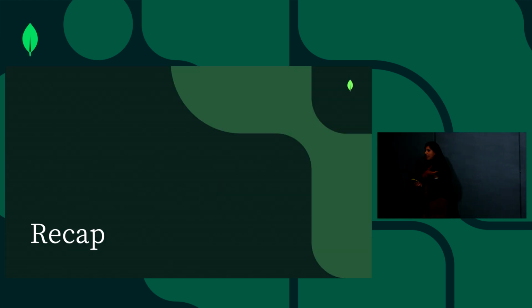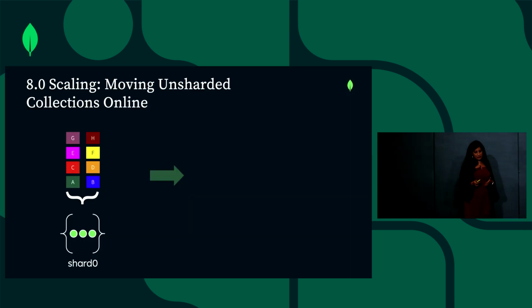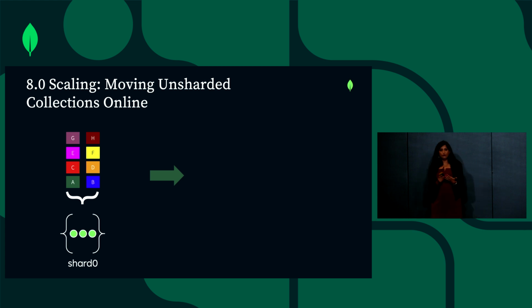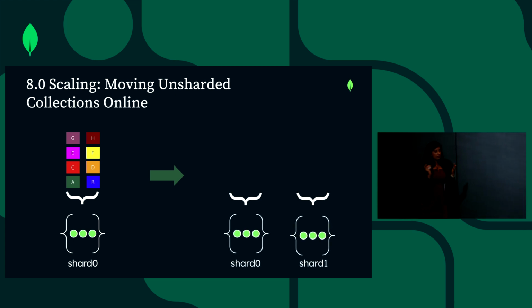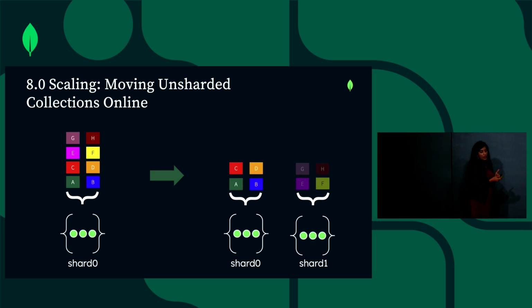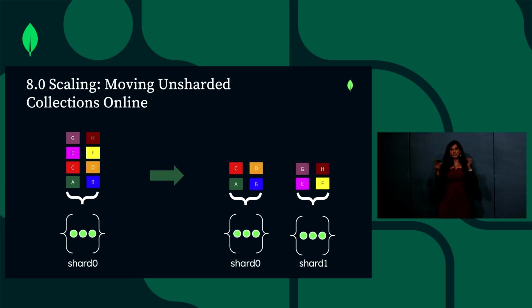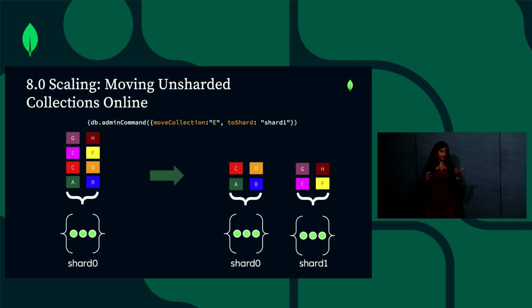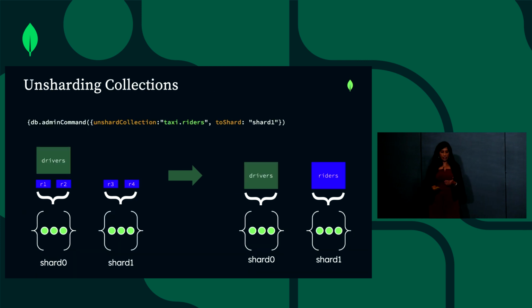So recapping, what have we learned in this presentation about what's coming up and what we've been up to in this last year? You can now move unsharded collections to a shard of your choice. You can, like I said here, move E, F, G, and H individually to shard 1 by running move collection and providing the shard that you want it to be moved to. You can unshard collections in 8.0 by simply running unshard collection and providing us the shard if you'd like to.